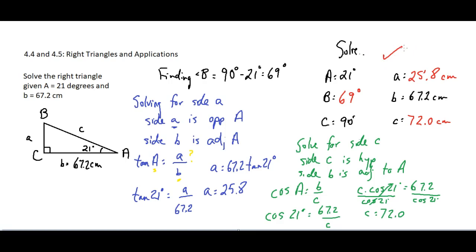We'll try another with different unknowns. Alright, here's another example now. Solve the right triangle given side A is 24.2 centimeters and side C is 45.6 centimeters. So we're given two sides, we don't know any angles. We will have to solve for both of the angles that are unknown and the other side. So let's have a look.